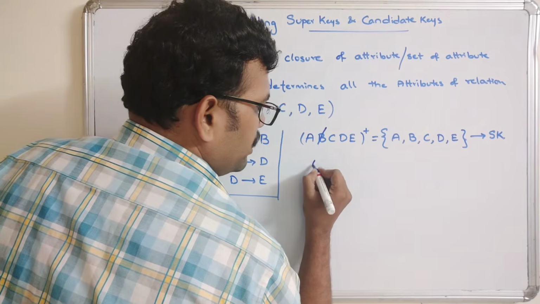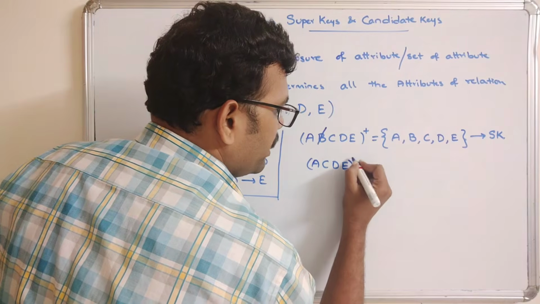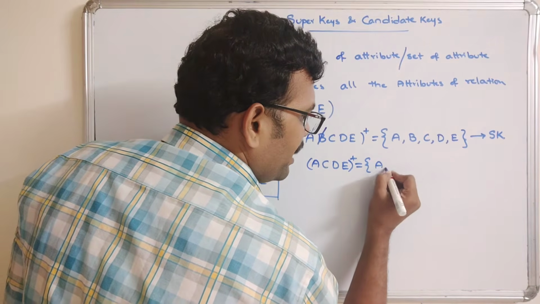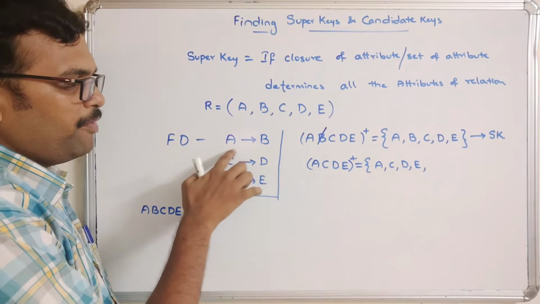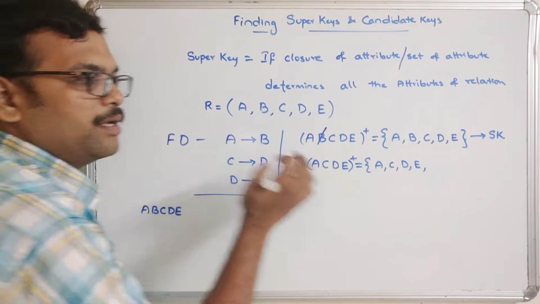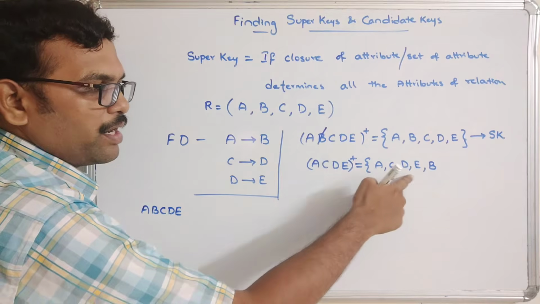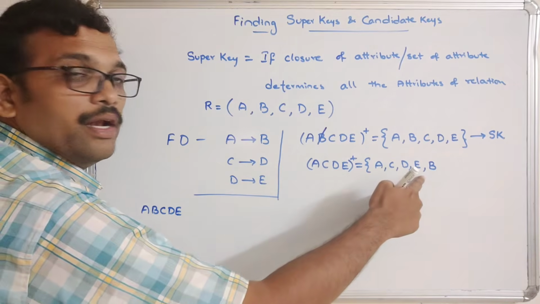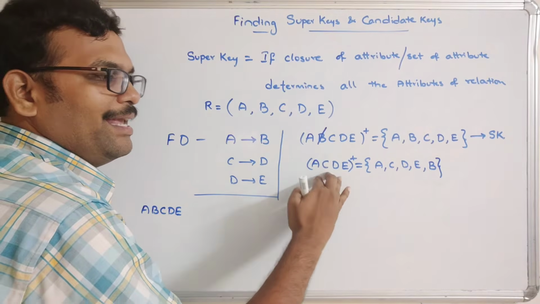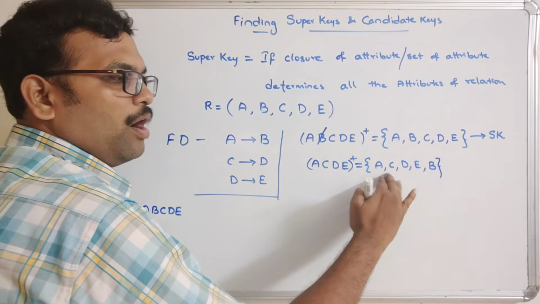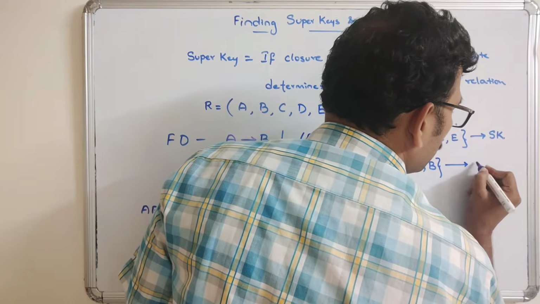Now A, C, D, E. The closure for this one, A, C, D, E: write down the self attributes A, C, D, E. Now if you know A, from the functional dependency we can determine B, so obviously we can get B. And if you know C, we can get D, so D is already available. If you know D, we can get E, and E is already available here. So this is also a super key, because A, C, D, E determines all the attributes of a relation, A, B, C, D, E. So all the attributes are there, so obviously this is also a super key.